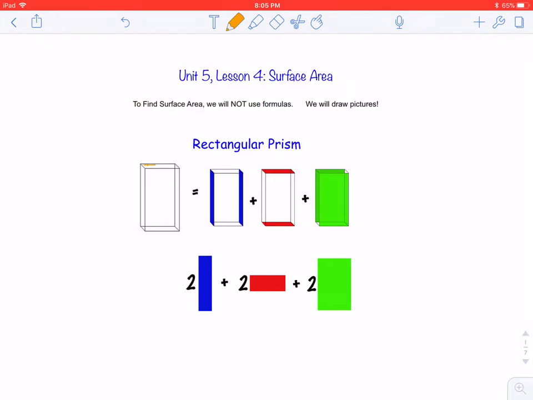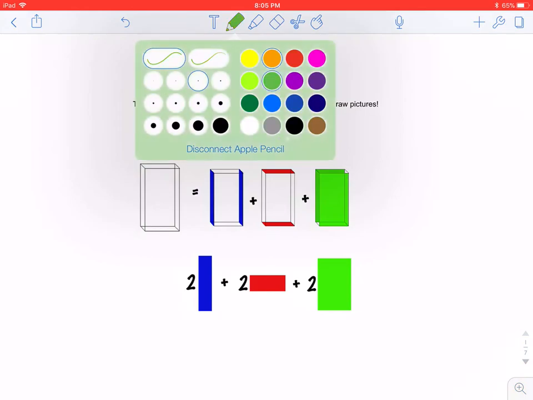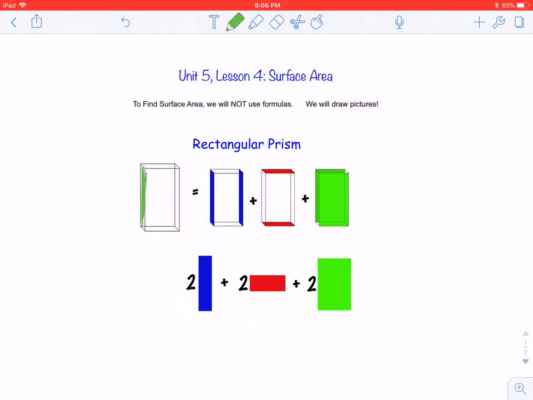You're going to have a top and a bottom rectangle, and the top and the bottom are going to be the exact same rectangle. You're going to have the side rectangles, the left side and the right side of that box, and those are going to be the exact same rectangle. And lastly, in this case the largest ones, you're going to have the front rectangle and the back rectangle, and those rectangles are also basically the same as each other. So that's how we're going to deal with surface area today.